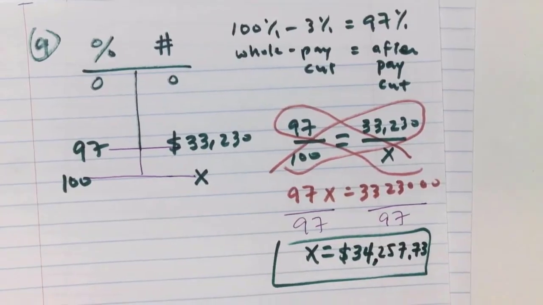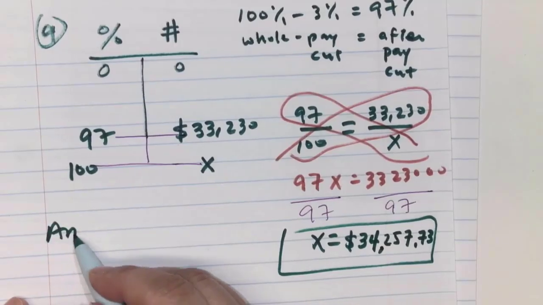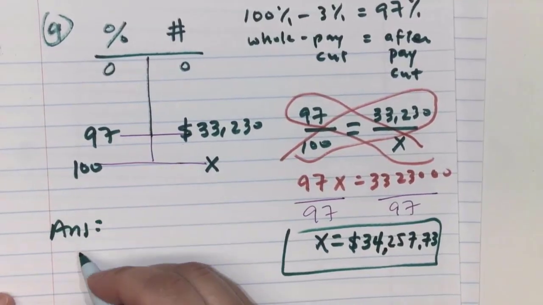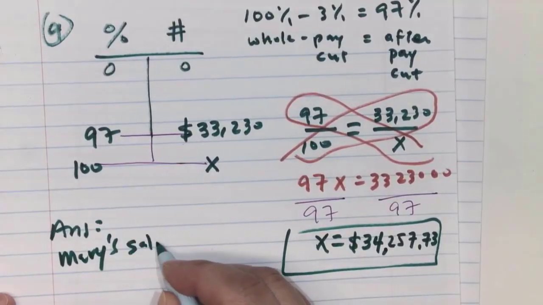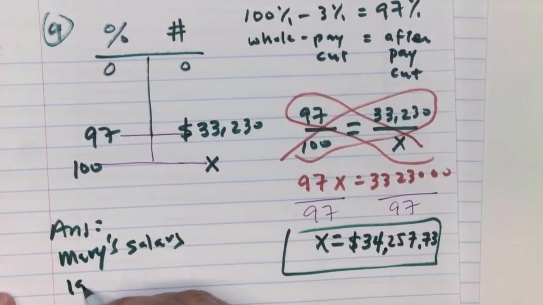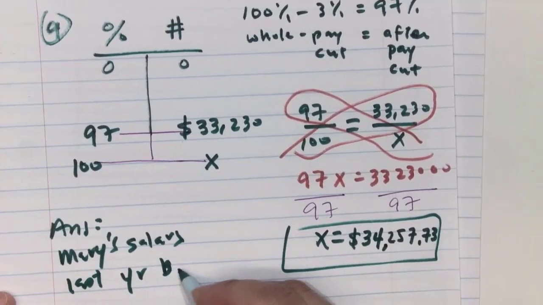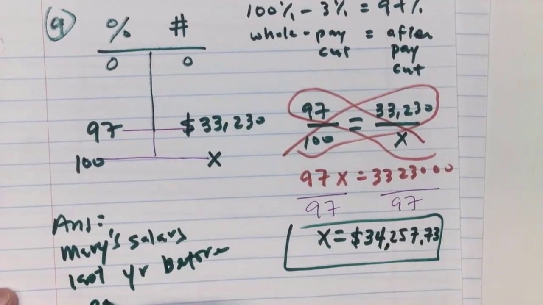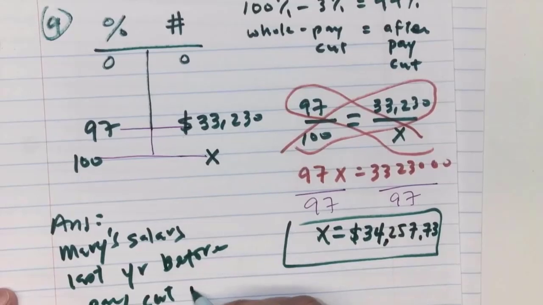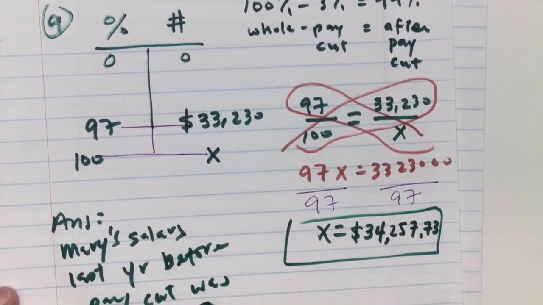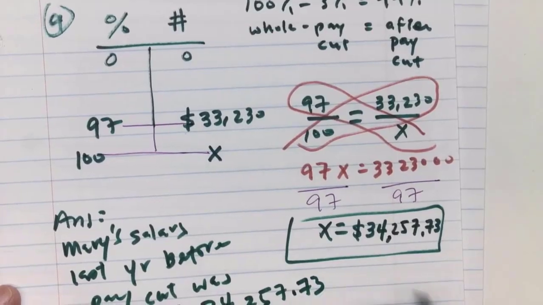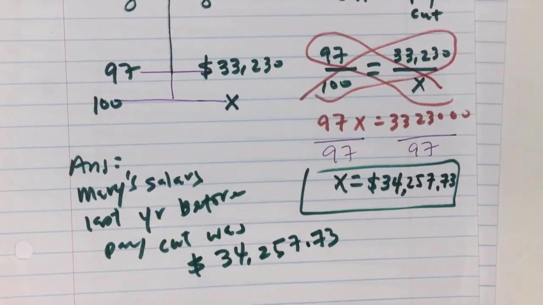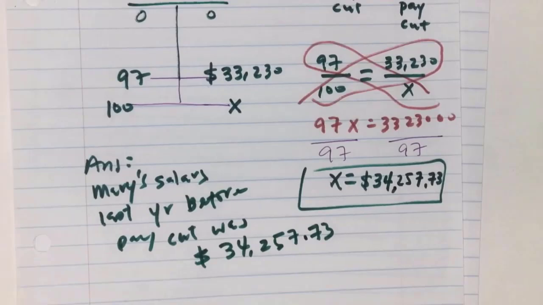34,257.73. So the answer for Mary's salary last year before the pay cuts was $34,257.73. Are we okay? Any question for this?